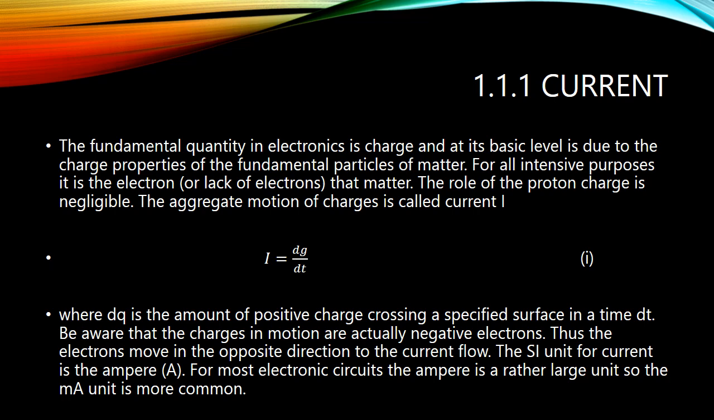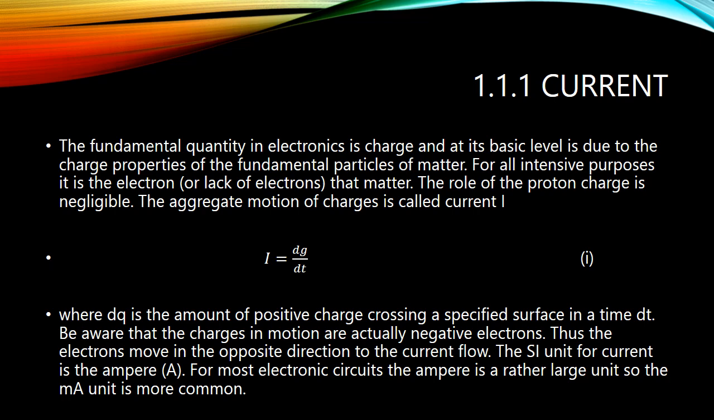Let's now define what a current is. So we shall check current. This current is a fundamental quantity in electronics. It is charge, and its basic level is due to the charge properties of the fundamental particles of matter. So for all intents and purposes, it is the electron, or the lack of electrons, that matters. The role of the proton's charge is negligible in this case.